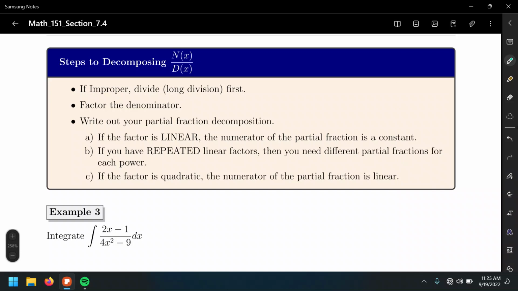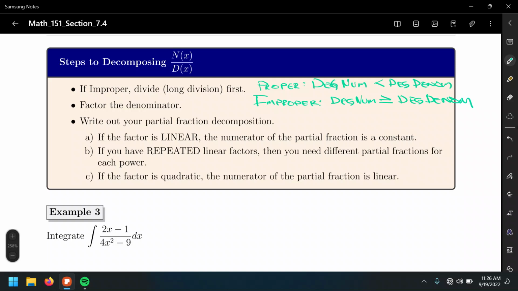So, proper whenever the degree of the numerator is less than the degree of the denominator. But improper whenever the degree of the numerator is greater than or equal to the degree in the denominator. Alright, so that's how we make a distinction.